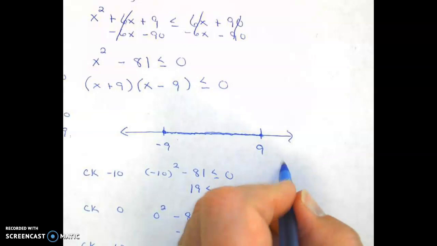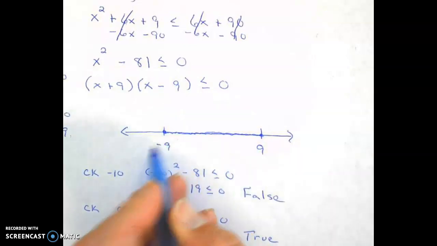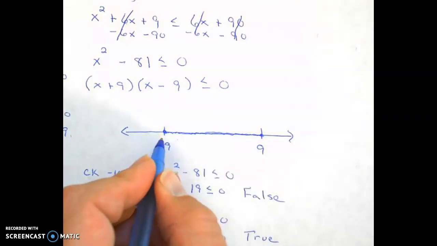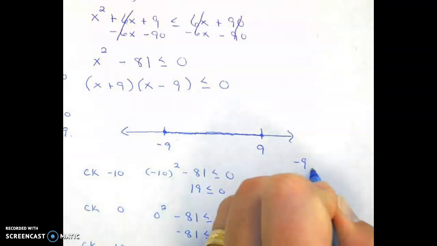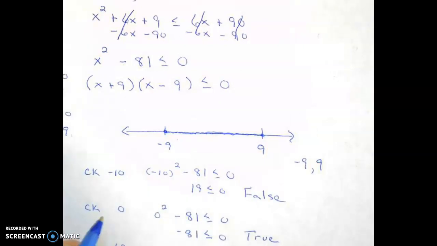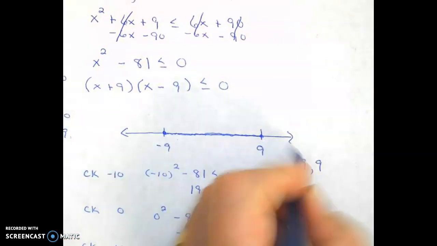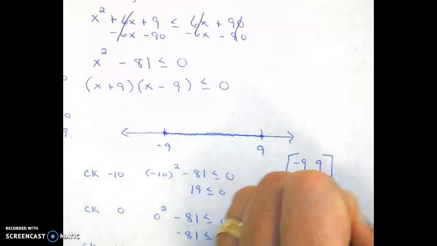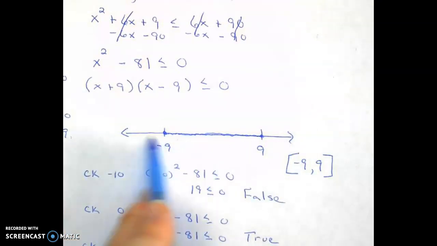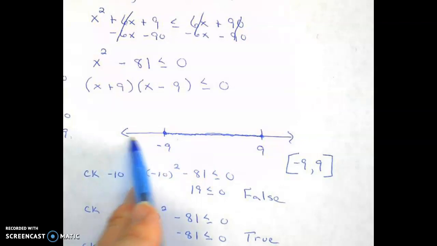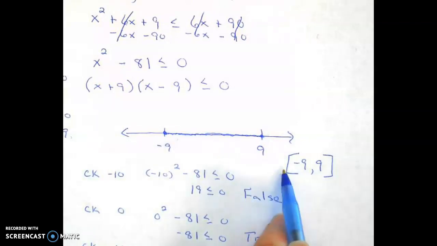Okay. And then lastly, once you have the region shaded that incorporates the solutions, I want you to write the solution as an interval. So our interval for our solution is going to be from -9 to +9. And we're going to include both of those numbers, so we're going to use a bracket on both of those. So what I'd like to see from you is your graphical solution and then your interval that represents the solution.